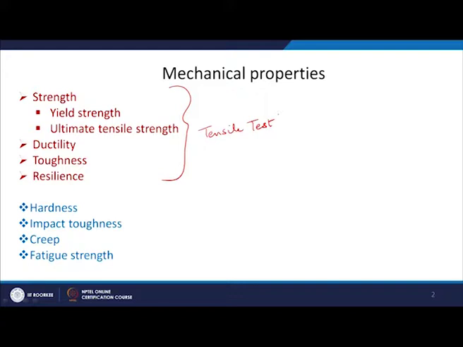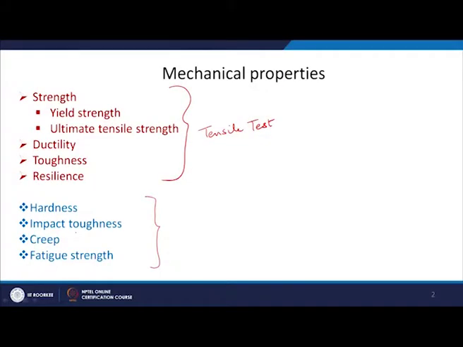Then there is another set of properties mentioned here: hardness, impact toughness, creep and fatigue strength. These are not part of the tensile test per se, but some of these properties you can get from a very similar kind of test. Hardness is of course very different, but for some of the others, the kind of sample or machine you use is very similar to a tensile test. So let us start with the tensile test first.